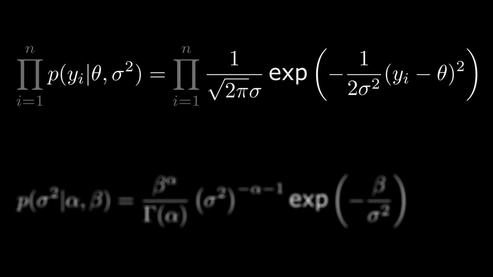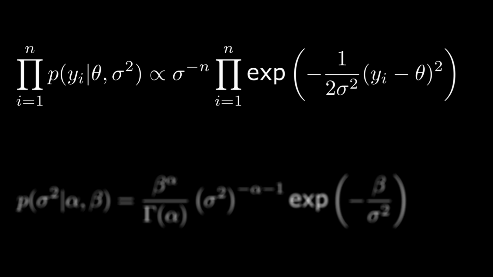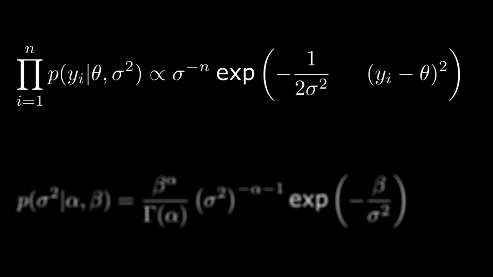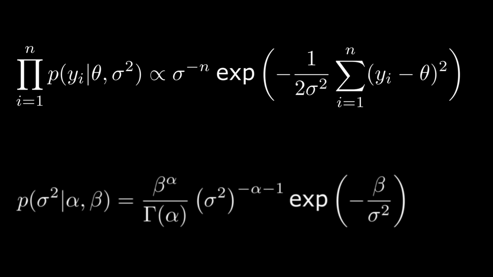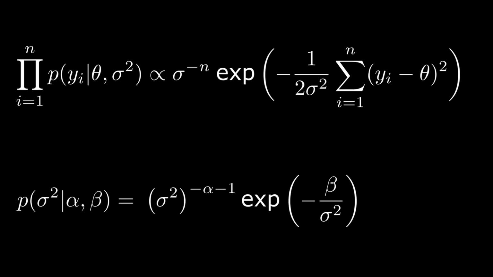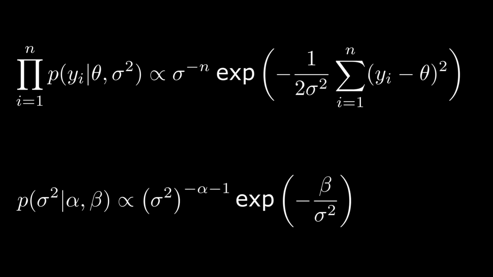The likelihood is a product of normal distributions. Let's start by dropping the constant term and moving the product of n 1 over sigma terms outside. The equal sign is replaced with proportionality to reflect this. We now have a product of exponential functions that can be simplified to a single exponential of the sum of the arguments. We can also drop the normalizing constant from the inverse gamma prior distribution.